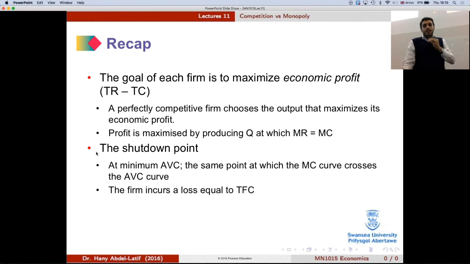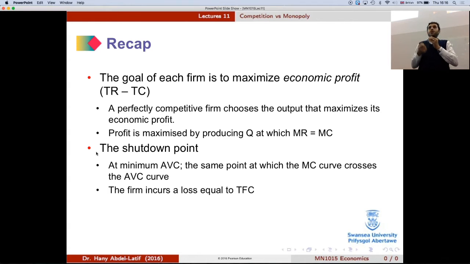So this is the point we're looking at here, the shutdown point. As I said, the firm makes an economic loss, and at the shutdown point this loss equals the total fixed cost. For any price lower than this, it doesn't cover the variable cost or the fixed cost, so they should leave the market immediately. You can't pay your workers from your own pocket. That's what I said last week.